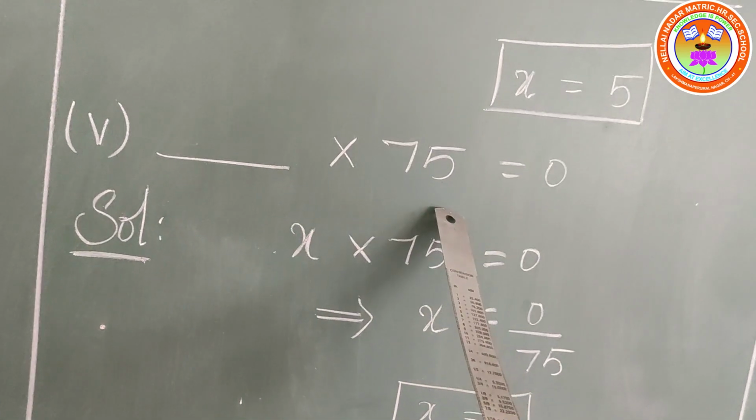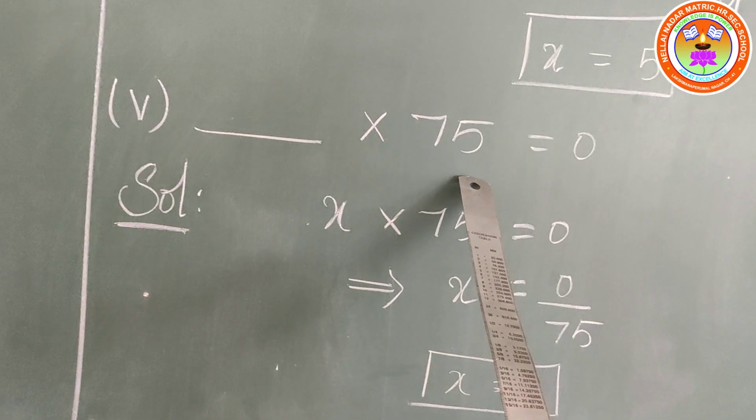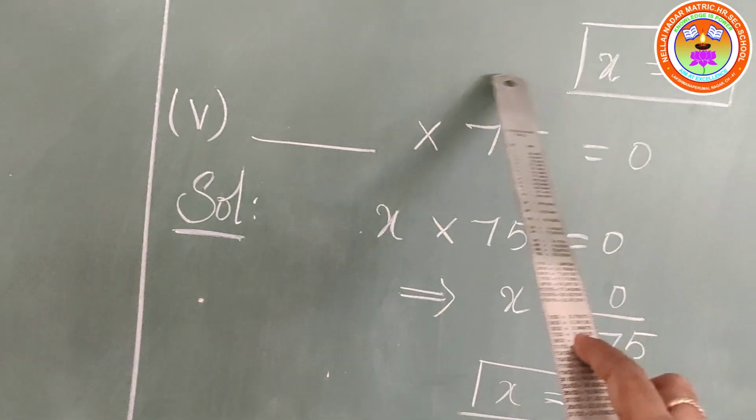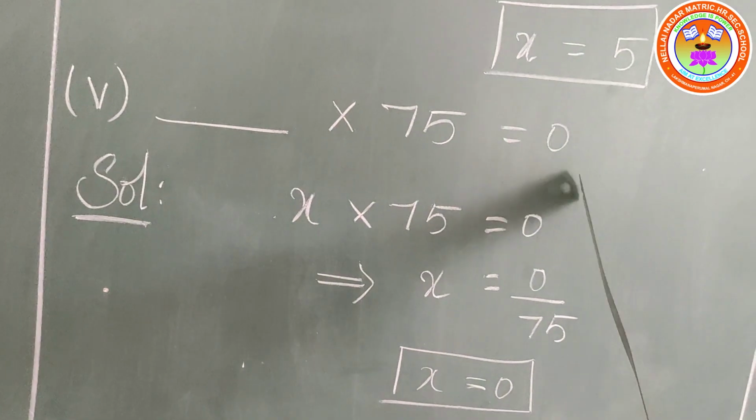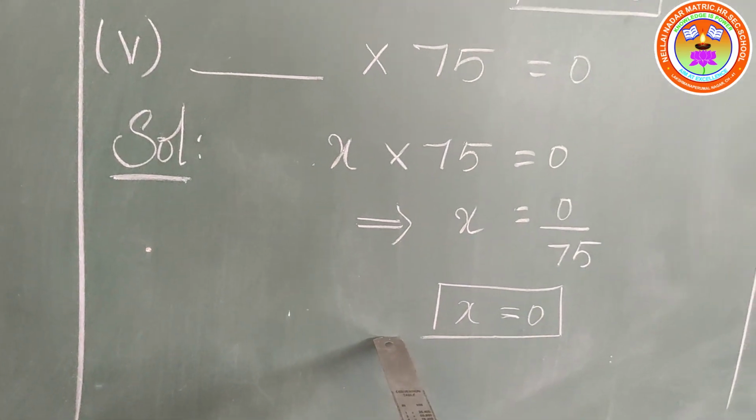The property of 0 we have learnt in the last session, in multiplication of integers, you remember? Any number multiplied with 0 will give back 0. You can directly write 0 here, or you can apply the process which I have written here.